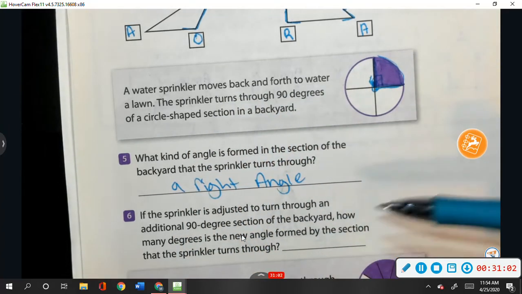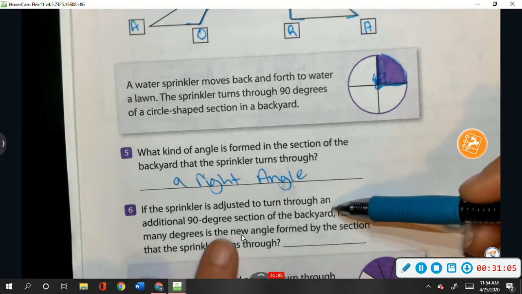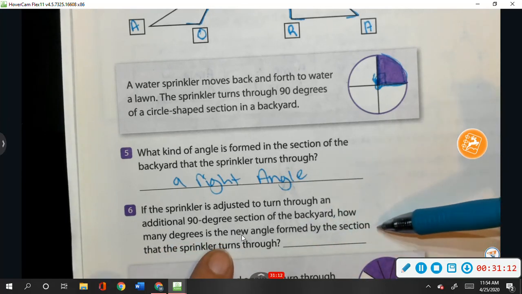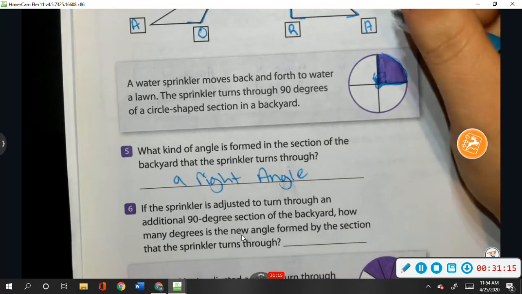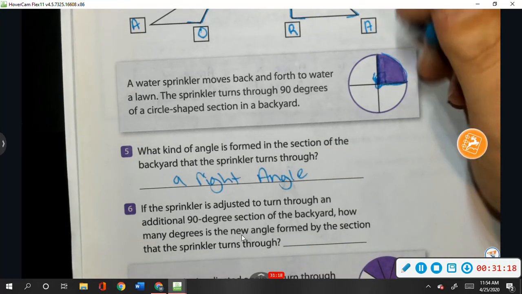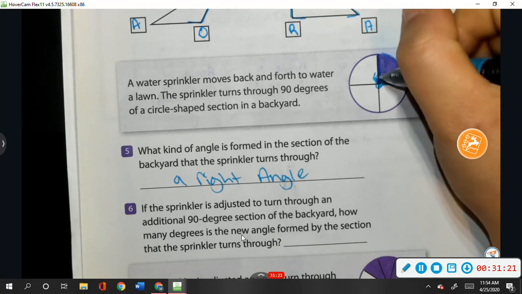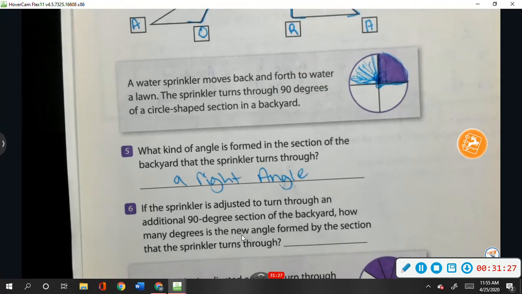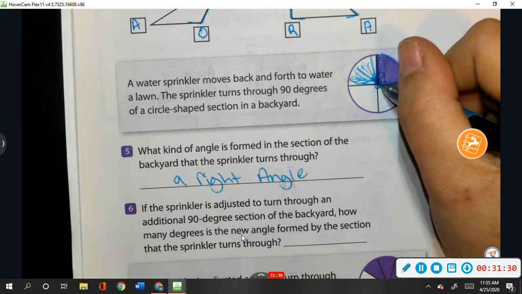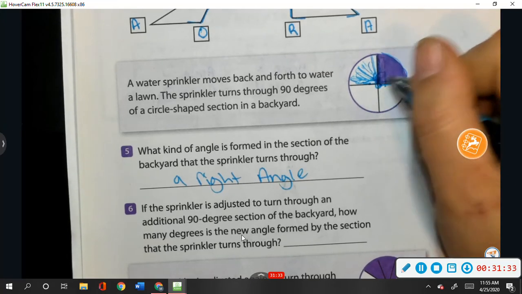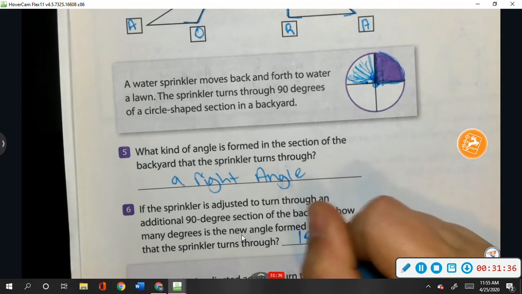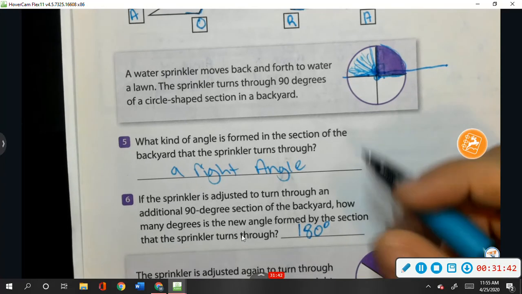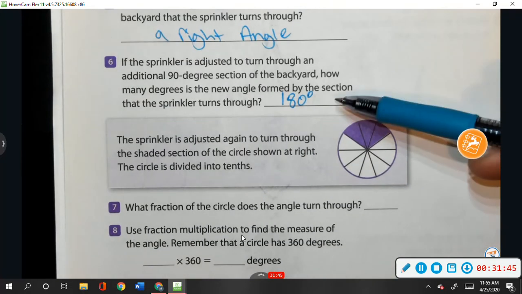If the sprinkler is adjusted to turn through an additional 90-degree section of the backyard, how many degrees is the new angle formed by the section that the sprinkler turns through? Well, instead of saying my sprinkler is going to go here, I'm going to expand it out to where it's hitting this part of the yard too. So I took a 90-degree angle and I doubled it. And when I double a 90-degree angle, I get a 180-degree angle. Or you can look and see, oh, that makes a straight line. That's going to be 180 degrees because that's a benchmark angle.